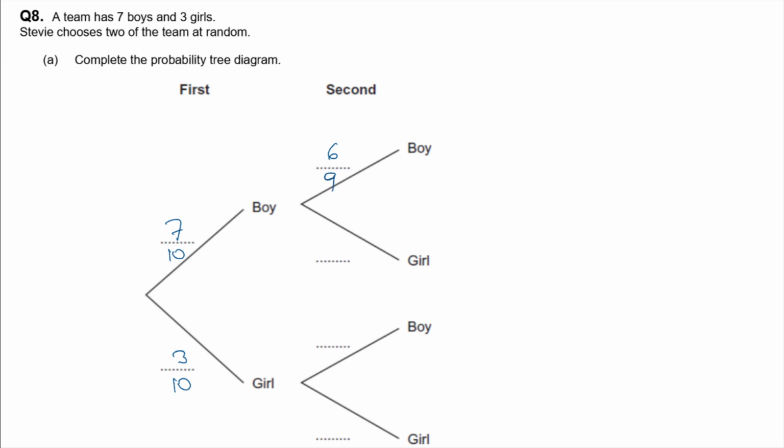Okay. If I picked a boy the first time, I've still got 3 girls to pick from, but I've only got 9 students to pick from in total because I already picked a boy. Now going through the other route, if I picked a girl the first time, then I'll still have all 7 boys to pick from out of 9 students, but I'll have only 2 girls to pick from out of 9 students. Okay, so this is dependent probability. You can see the probabilities here are different from the probabilities down here. Okay, meaning you've got dependent probability. These probabilities are dependent on the outcome of the first selection.